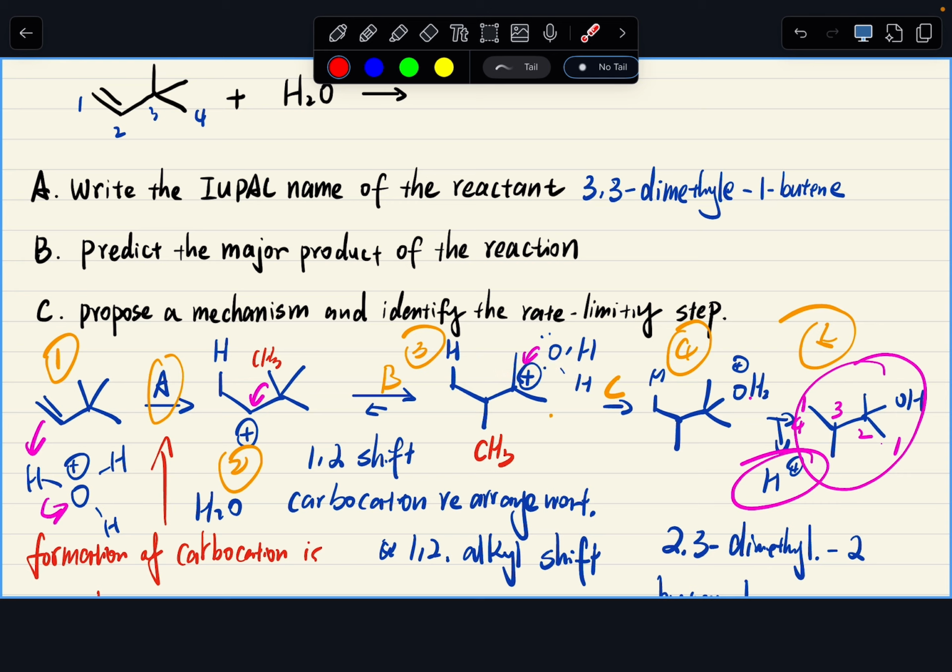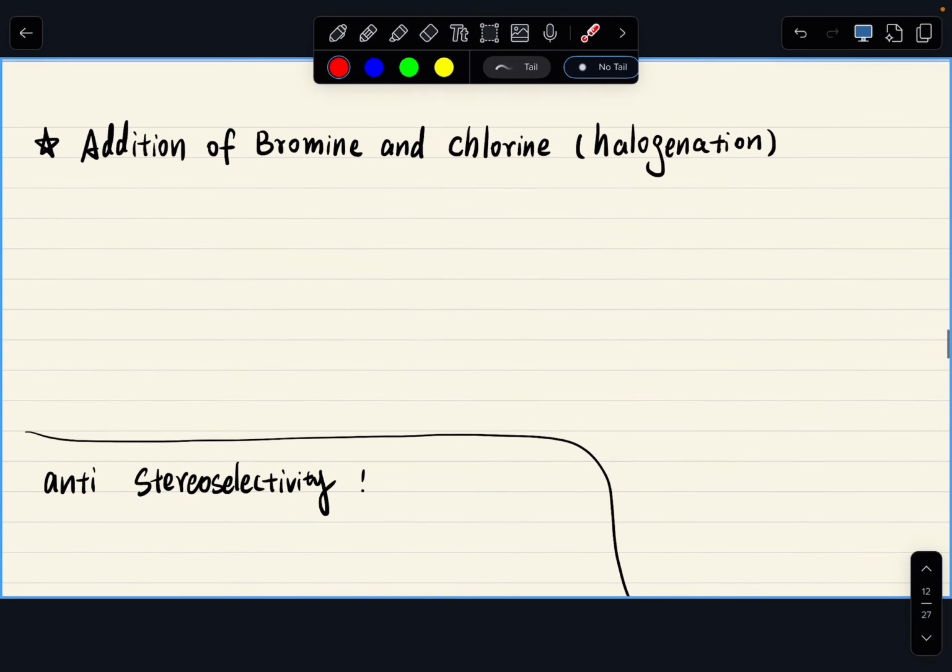Okay, let's move on to a different class of reaction with alkenes. So that second class we're talking about is called addition reaction. In the previous class, remember, when the water approaches the carbocation center, it doesn't know which face it is approaching, right? So this reaction is not stereospecific. But our next class of reaction will be stereospecific. And let's see how that works out. So the next class of reaction is called addition reaction or halogenation reaction. So in this case, it's halogenation.